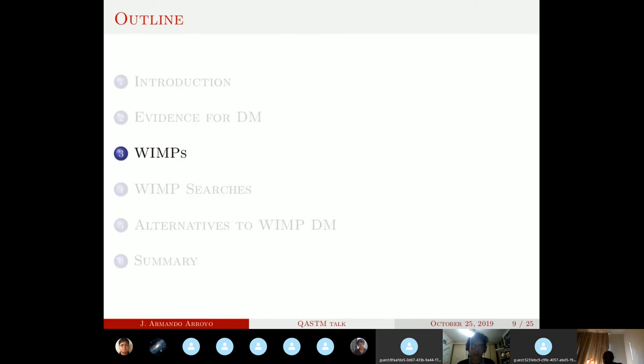Yeah, okay, so like I said, we have plenty of evidence, and since the observations of Zwicky and later Vera Rubin, there have been a lot of dark matter candidates that have been proposed to try and explain this mysterious component of the universe. And among all of these, I think the WIMPs are the most popular ones, the most prominent ones.